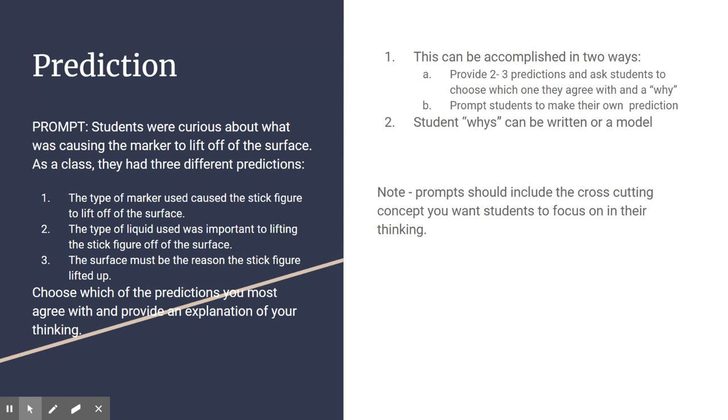So you can see that my prompt has the cross-cutting concept. I provided students with 3 predictions. I'm asking them to choose one and then write a written explanation. And that's basically how you'd run a prediction eliciting.